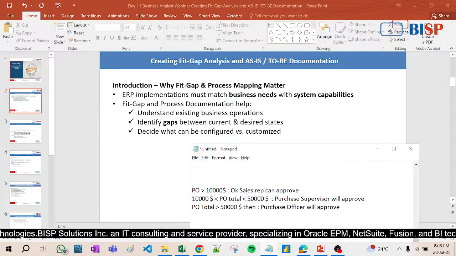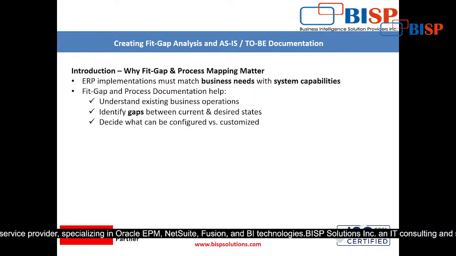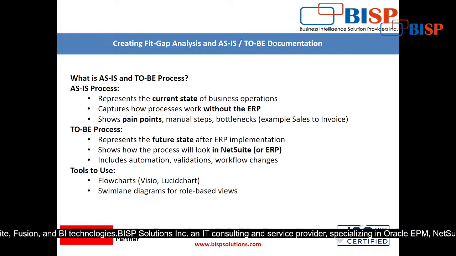So I understood the existing task. I understood what the gaps are, which are not available in the existing legacy system, and what they wanted, and decided what can be configured and customized. So this is the actual purpose of creating fit gap analysis and as-is and to-be documentation. Now, what is the as-is and to-be process? These are keywords and jargon used heavily when you work in a corporate, so you cannot ask someone what is as-is or what is to-be.